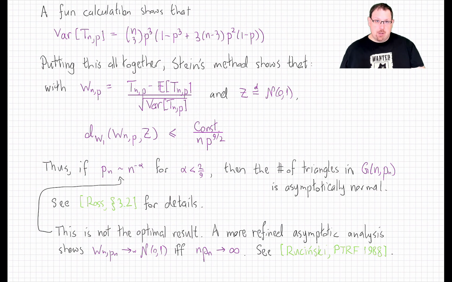But I've now shown you that Stein's method can be used to prove central limit theorems even in cases where there is lots of dependence between the random variables. And that's about the best kind of central limit theorem that we know how to prove in general today.